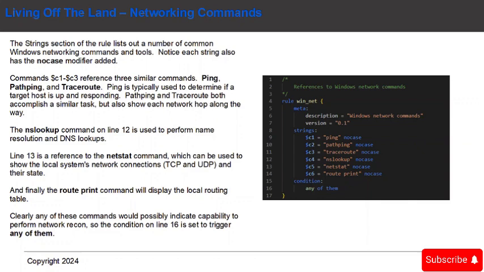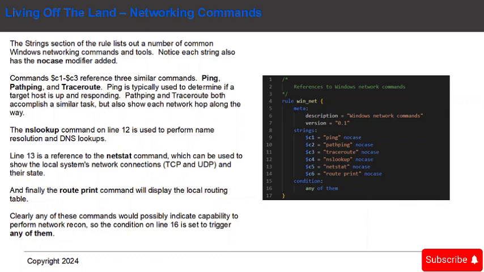That's on line 12. This is used to perform name resolution in DNS lookups. Very helpful from a recon perspective. Line 13 is a reference to the netstat tool. This command is used to show the local system's network connections, and it can show you TCP connections, UDP connections, and connections that are listening or in an active state. So you can gather a lot of information not only about the local system and the ports that are open in the communication pathways, but also remote systems that it is talking to. Very valuable information from a recon perspective.